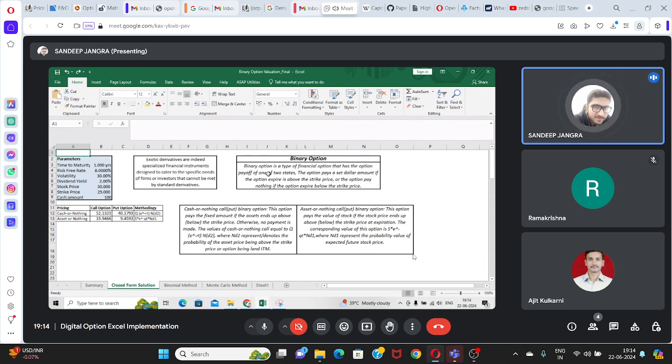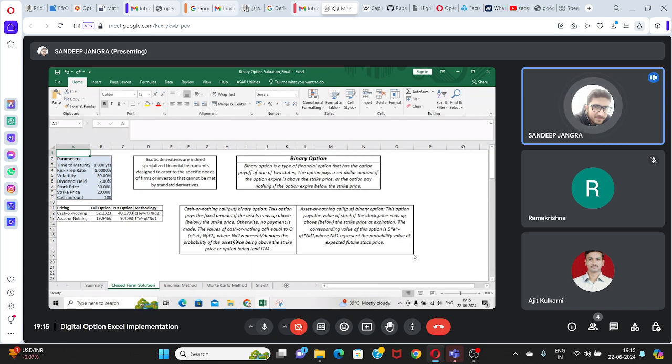In exotic options, a binary option generally has two types. The first is the cash or nothing option, where both call and put options exist, and the second is the asset or nothing option, where both call and put options also exist. Cash or nothing means when your underlying price expires above the strike price, you receive a fixed amount. Asset or nothing means when your underlying stock price expires in the money, you receive the value of the stock at that time. These are the differences between cash or nothing and asset or nothing options.